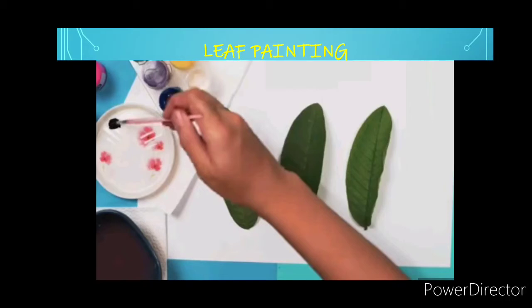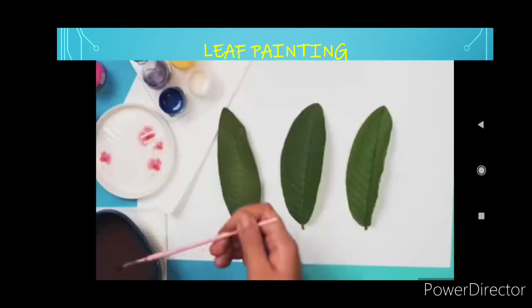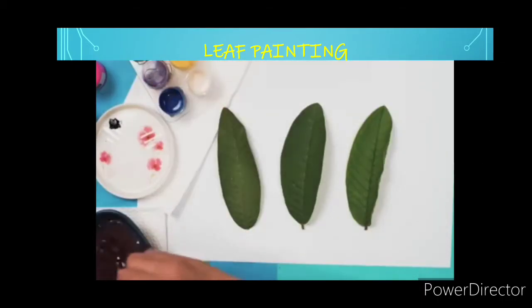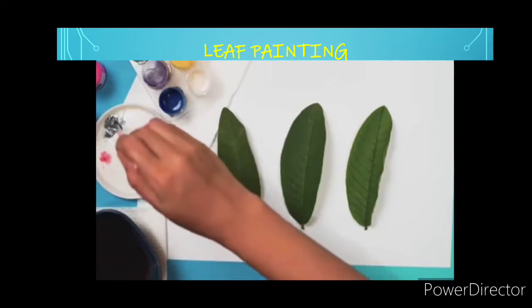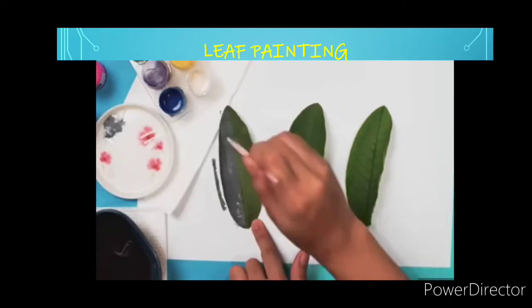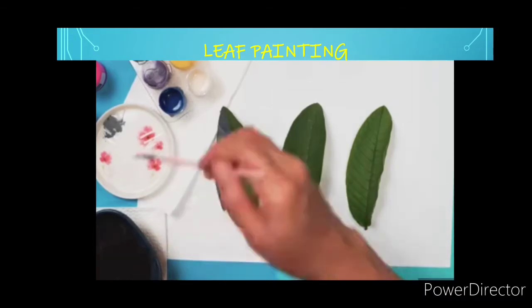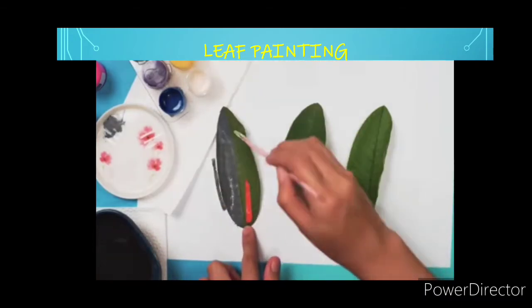Now in this video of leaf painting, I will show you three leaves, the colors, palette and brush, and how to do it. You just watch. Take some colors from the color box and mix them on the palette with your brush, and put a base color on the leaves. You can take any color according to your choice.